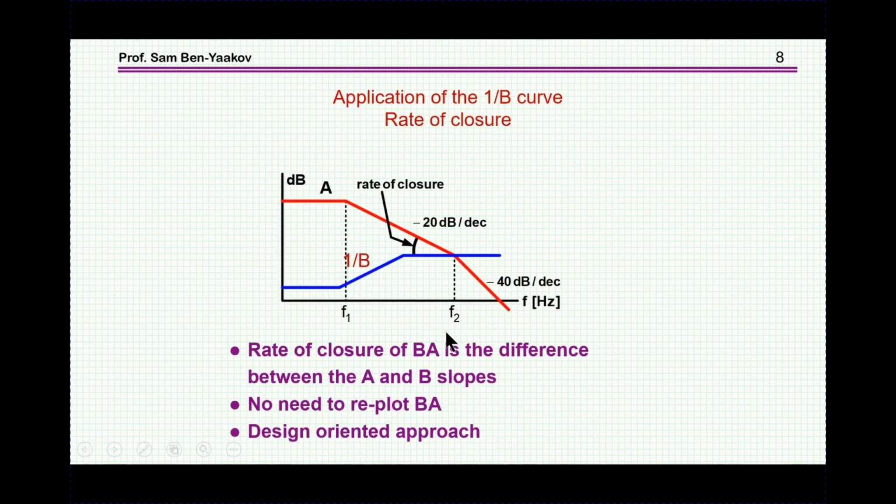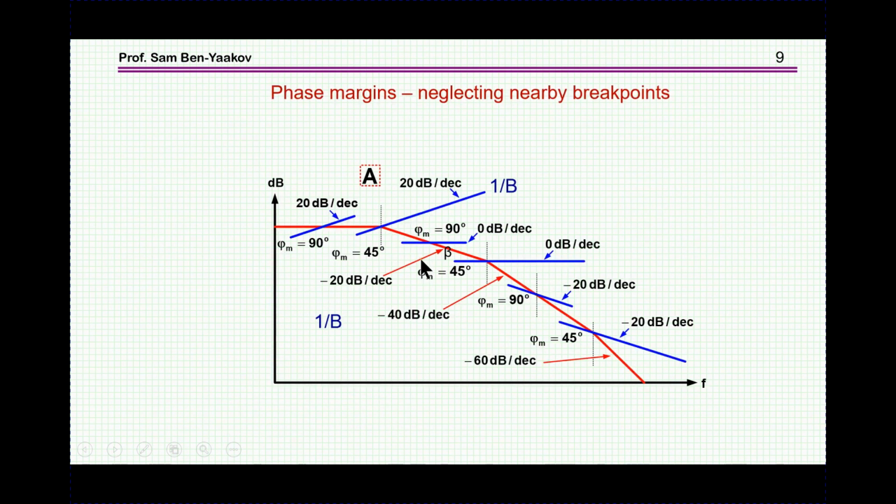And then I've shown here that this is again the rate of closure, although it is plotted differently. It's not a product, but just a difference here. And also, if you have a system like this, where this is the A part and this is the 1 over beta part, then here are several situations of crossover frequencies.